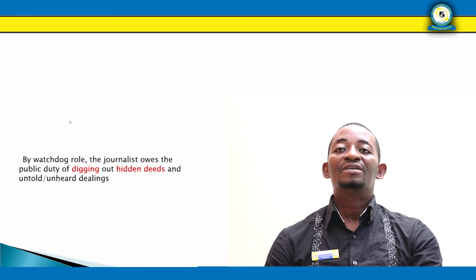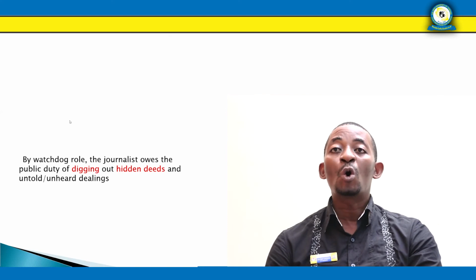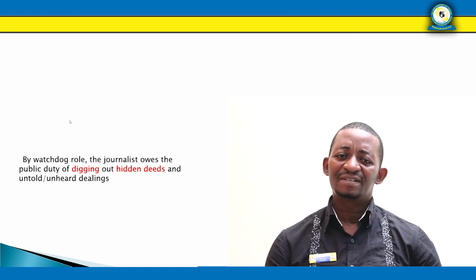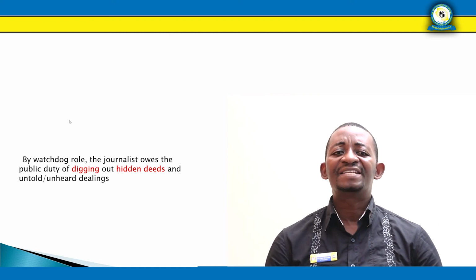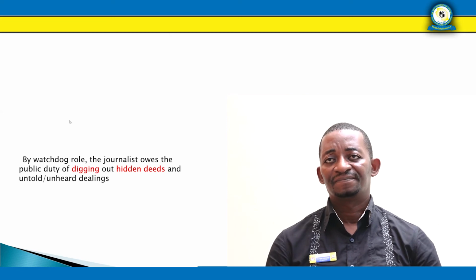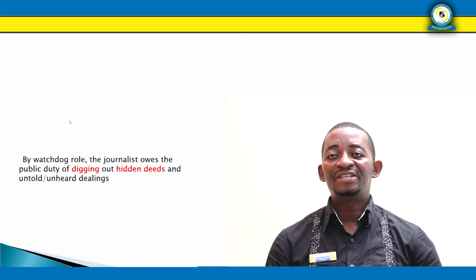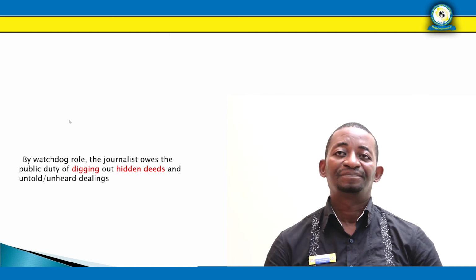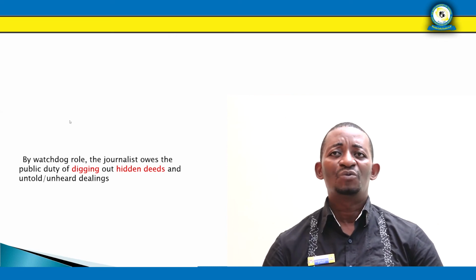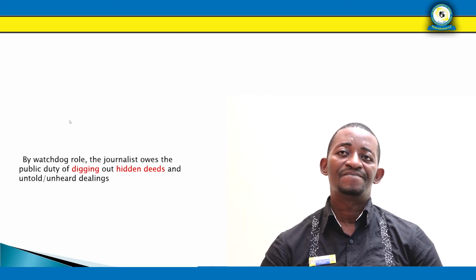Dear students, so we're saying in the watchdog role, the journalist owes the public the duty of digging out the hidden deeds and untold, or rather unheard, dealings. The dealings which are under the carpet. So the journalists have the role to unveil what is going on so that the public is able to know and to hold the leaders accountable.